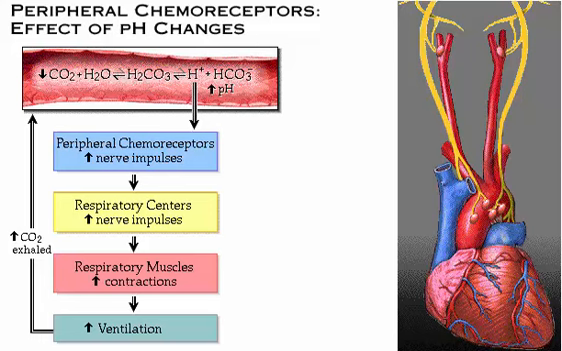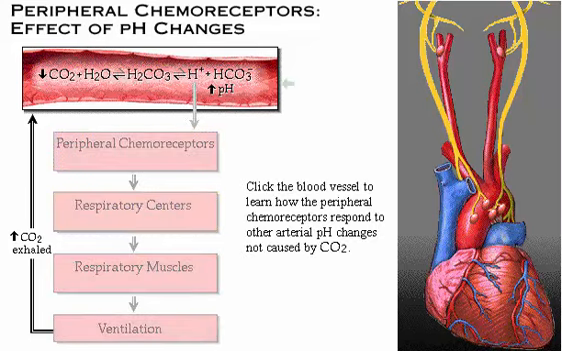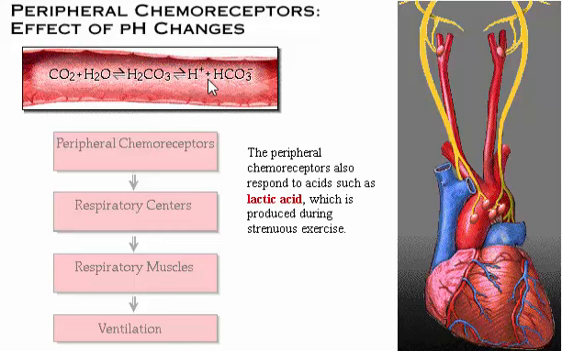Click the blood vessel to learn how the peripheral chemoreceptors respond to other arterial pH changes not caused by carbon dioxide. The peripheral chemoreceptors also respond to acids such as lactic acid, which is produced during strenuous exercise. Active muscles produce lactic acid, which enters the blood, releases hydrogen ions, and lowers the pH.